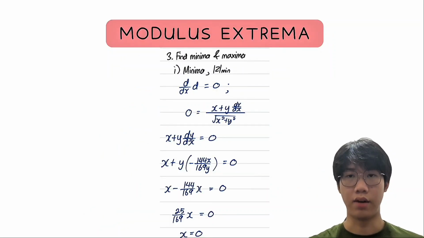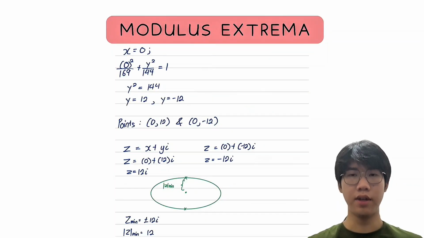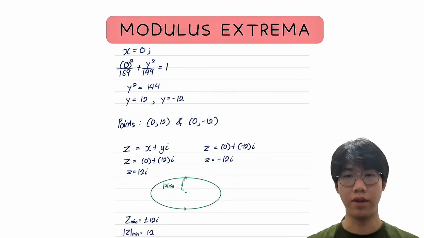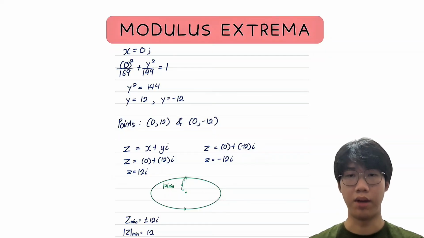And then next up, we are going to find the minima and maxima. So for the minima, we need to set the dd dx equal to 0, and then substitute in the dy dx value we found earlier, so we can get the value of x equals 0. By substituting the value of x equals 0 into the ellipse function, we can get the value of y, and then we can get 2 points. So these 2 points, we substitute into this equation, and then we can find the z value equals plus minus 12i. And then we take the modulus to get 12, and this 12 will be the minimum distance of the ellipse.